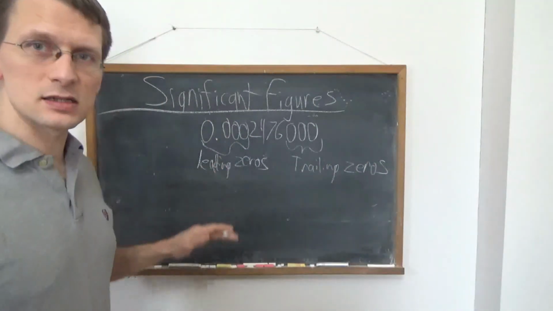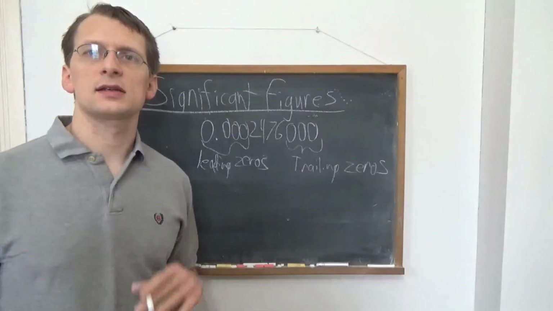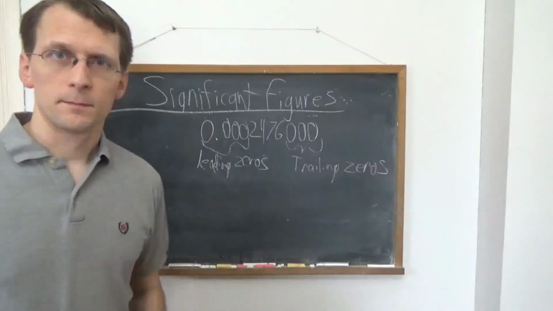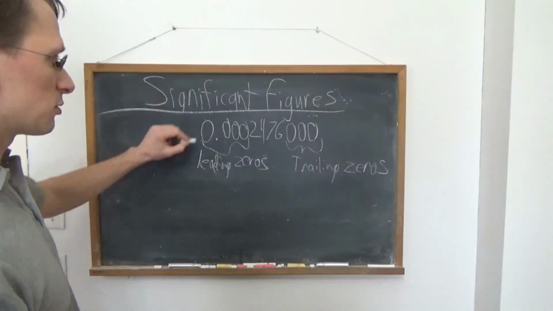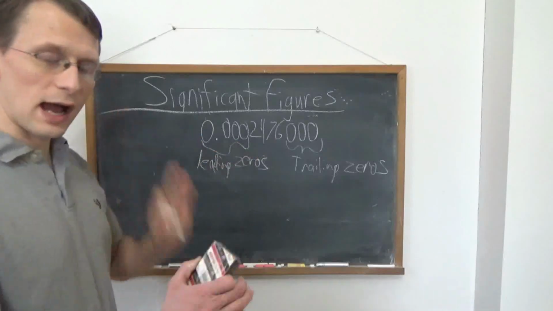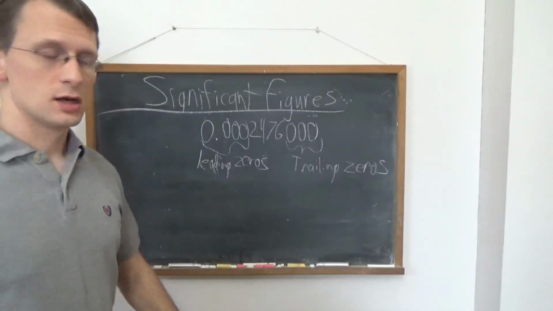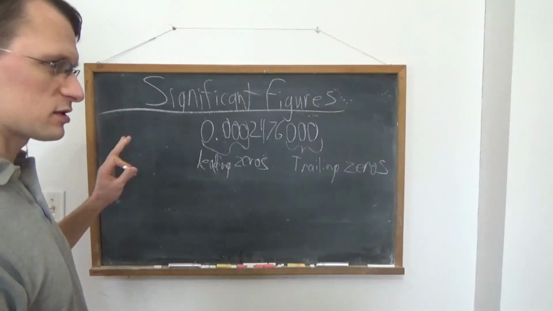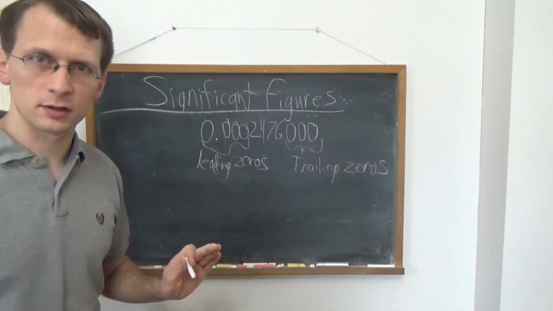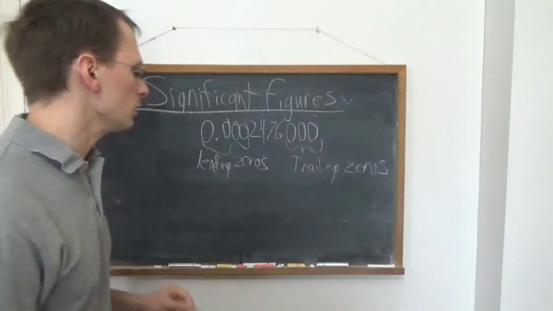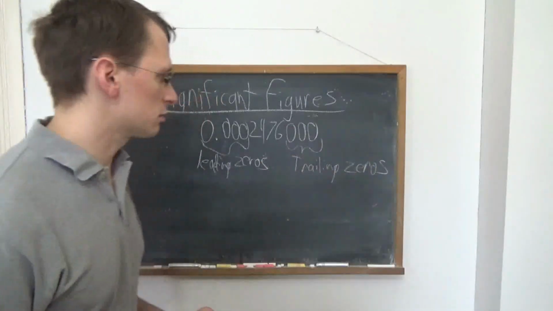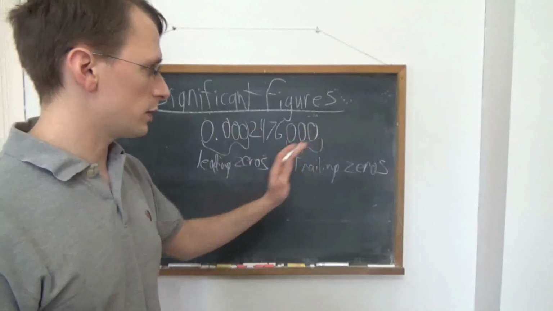The leading zeros are never counted as significant figures. So if you have zeros out this way and there's no non-zero number out here, then those are not counted towards your significant figures. So going from left to right, your first sig fig is going to be the first non-zero number you encounter. And then from there, you continue to count your zeros all the way to the end.